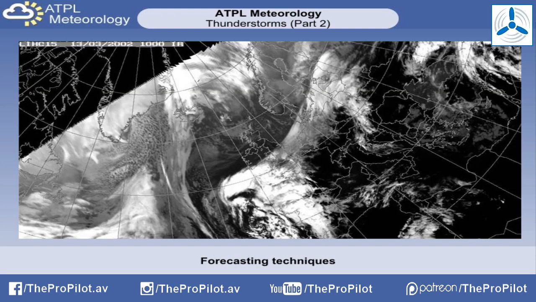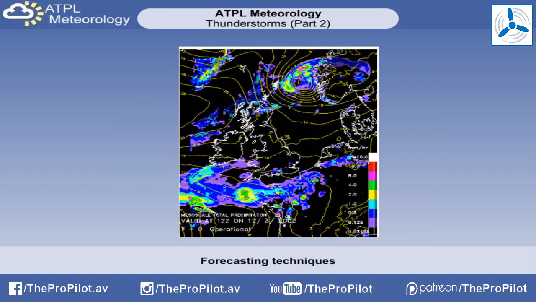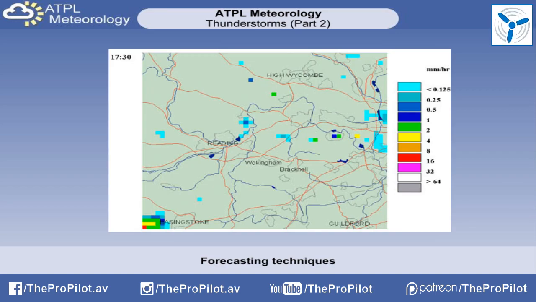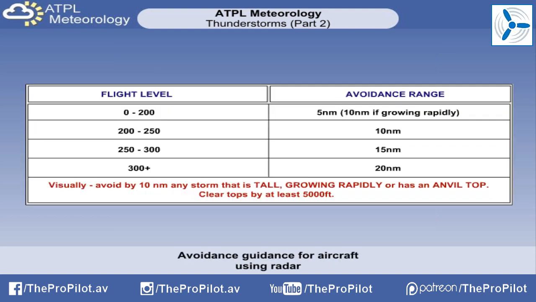Forecasting thunderstorms is largely a matter of matching the conditions necessary for the storms with the trigger mechanisms using computer-generated products and observational data. Satellite imagery and radar are then used to detect and follow the development of the storms. The aviation authorities have produced guidelines on avoidance distances. Here is a table showing recommended distances from cumulonimbus activity.